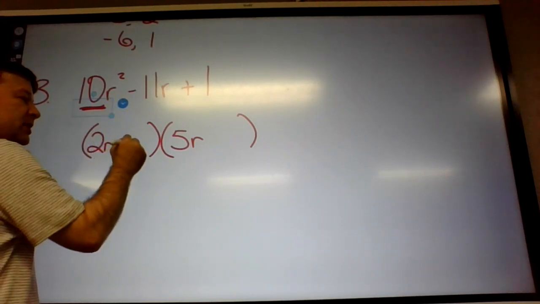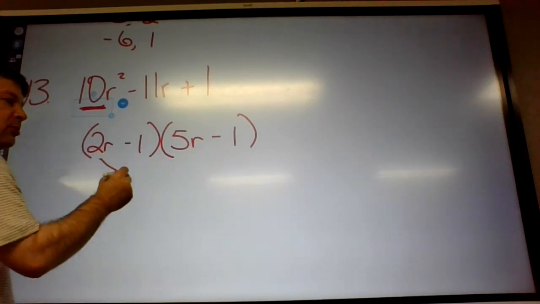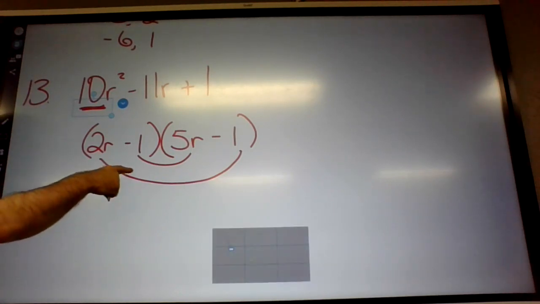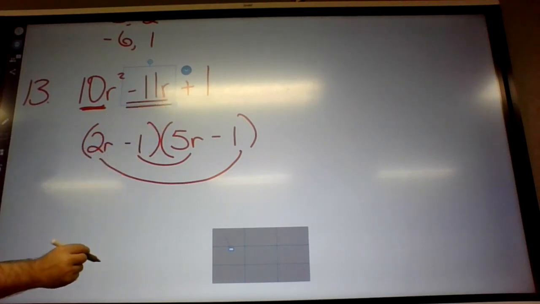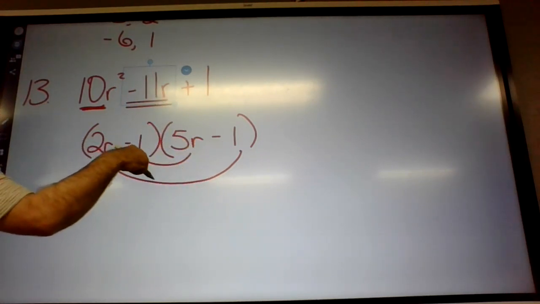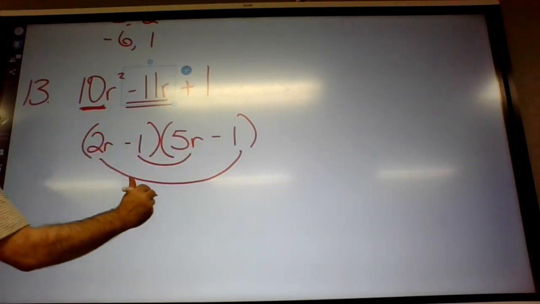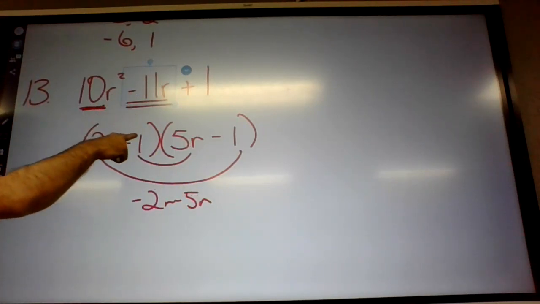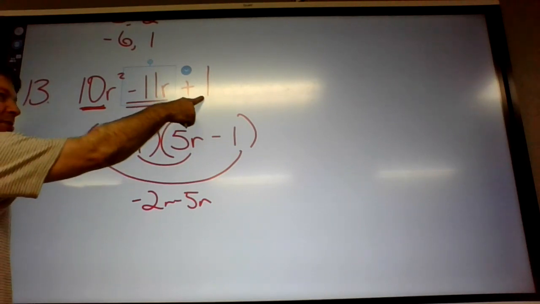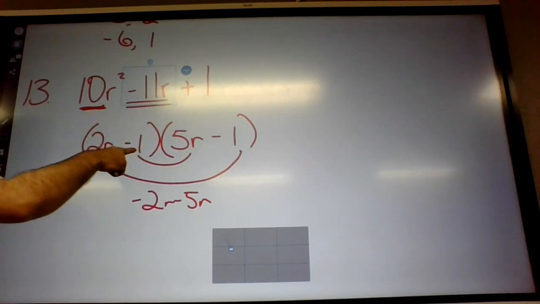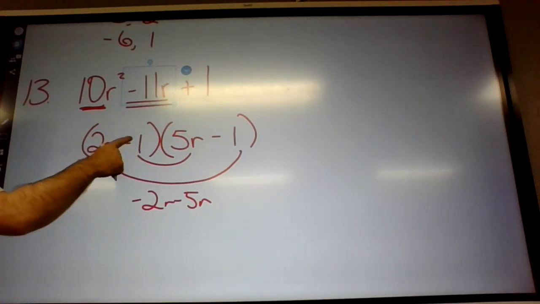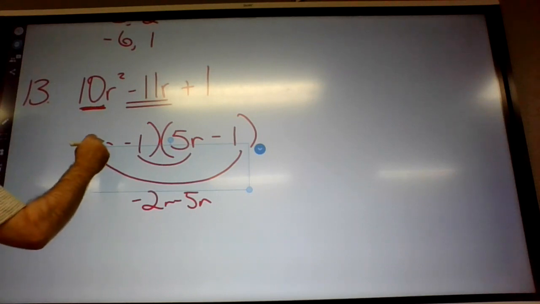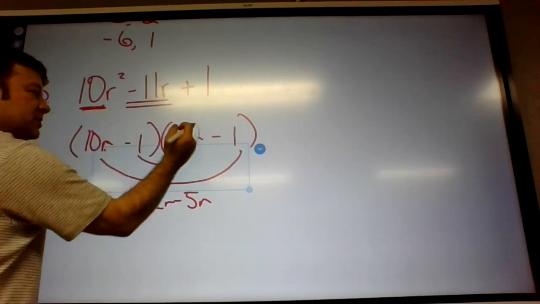So here's the problem, though. If I put 1 and 1, or even negative 1 and negative 1, the way you check it is you FOIL, but really you only have to do outside inside of the FOIL. That should give you the middle term if it's right. So right now we got negative 2r minus 5r when we FOIL outside inside, which would add up to negative 7r, not this. Now, we could try different factors of 1, but there's nothing else that goes into 1. So that means 1 and 1 aren't the problem, it's the 2 and the 5. So this one looks like it is going to be the 10 and 1 version.